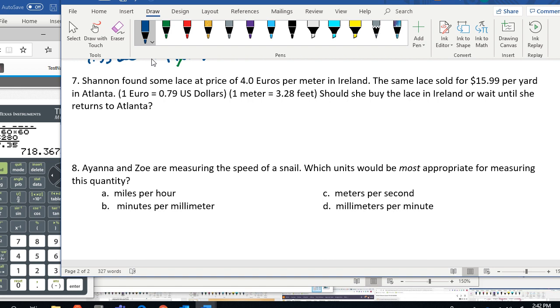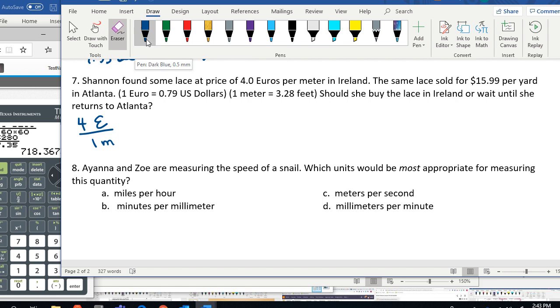All right, Shannon found some lace at a price, I think we're missing a word, at a price of €4 per meter in Ireland. The same lace sold for $15.99 per yard in Atlanta. Should she buy the lace in Ireland or wait until she returns to Atlanta? So we have to find out what the price is in dollars per yard. So we have to change €4, we'll use a capital E for euros, per 1 meter.